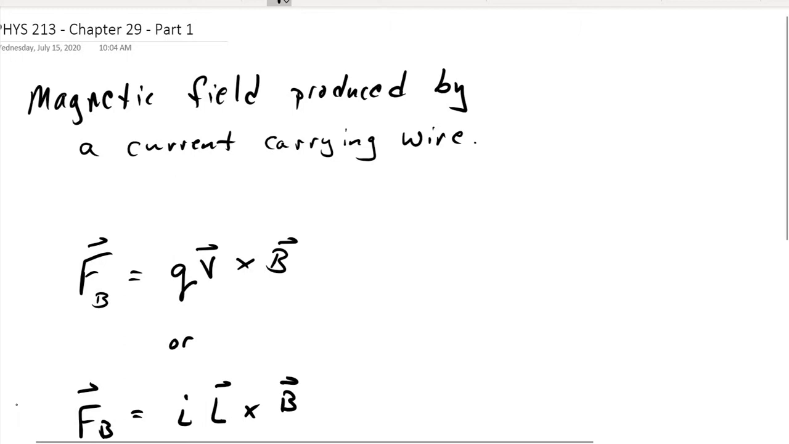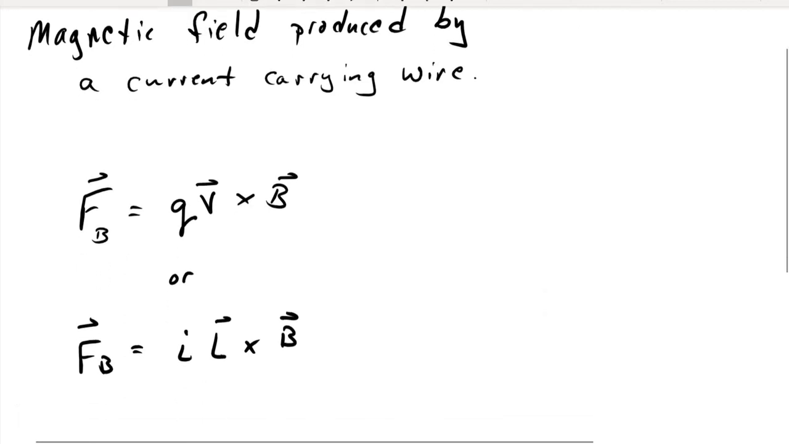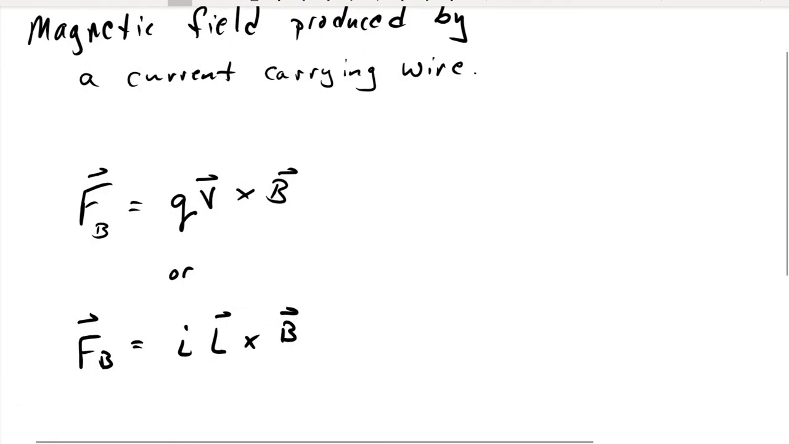And in the previous chapter, chapter 28, we discussed how magnetic fields can affect electric charges. And we have the two main force equations here on the screen. We could have an individual charge that moves through a magnetic field, and as long as that charge was moving with a velocity of v, then we would see a resulting force that acts on that charge.